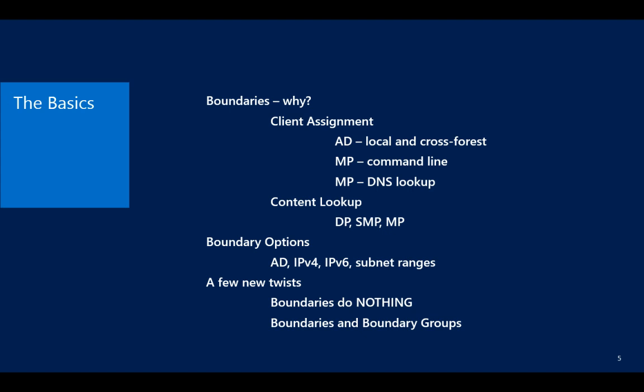We use boundaries to find what distribution points are available to us given our placement on the network, given our location around the network or even outside the network, right? Which we'll talk about. Another item that we will support for content lookup is your state migration point. That's an OSD specific item, and not all users in OSD even use state migration points. So it's not as impactful as a DP, but when you need to find a state migration point, you need to be able to locate one within your boundaries or serving your boundaries, and so that's another opportunity for content lookup.